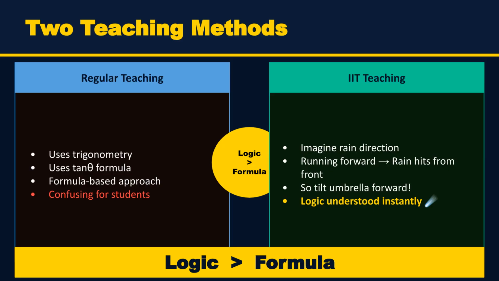Regular teaching uses complicated trigonometry and formulas, often confusing students. The IIT method uses logic. Running forward means the rain hits from the front, so the umbrella must be tilted forward.